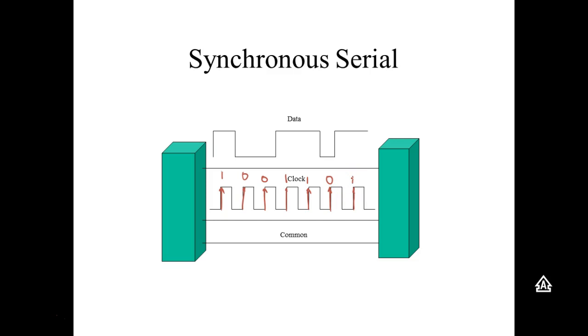And so what happens on synchronous serial is the receiver only looks at what's on the input when it's being timed by a clock. But this required 3 wires. We had one for our common, we had one for our clock, and then we had another for data.